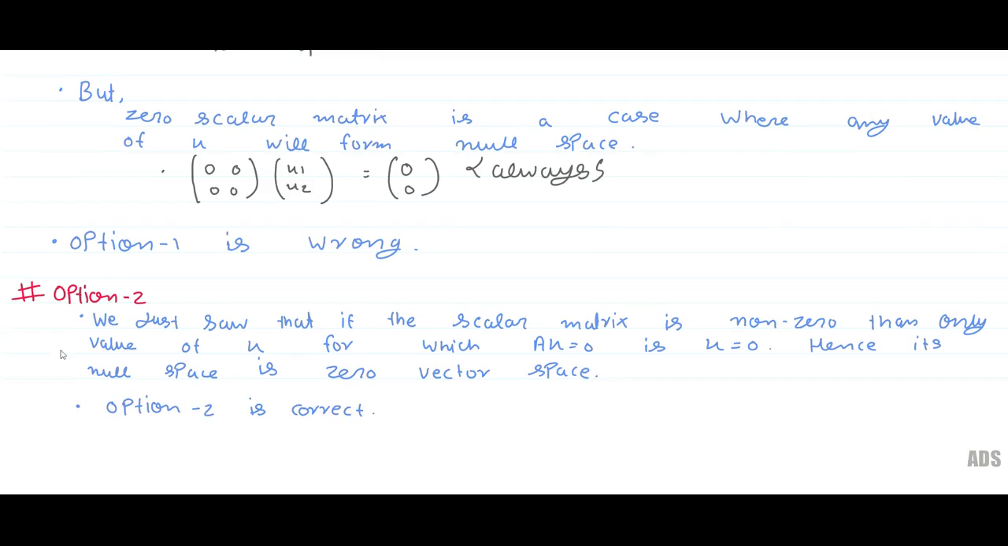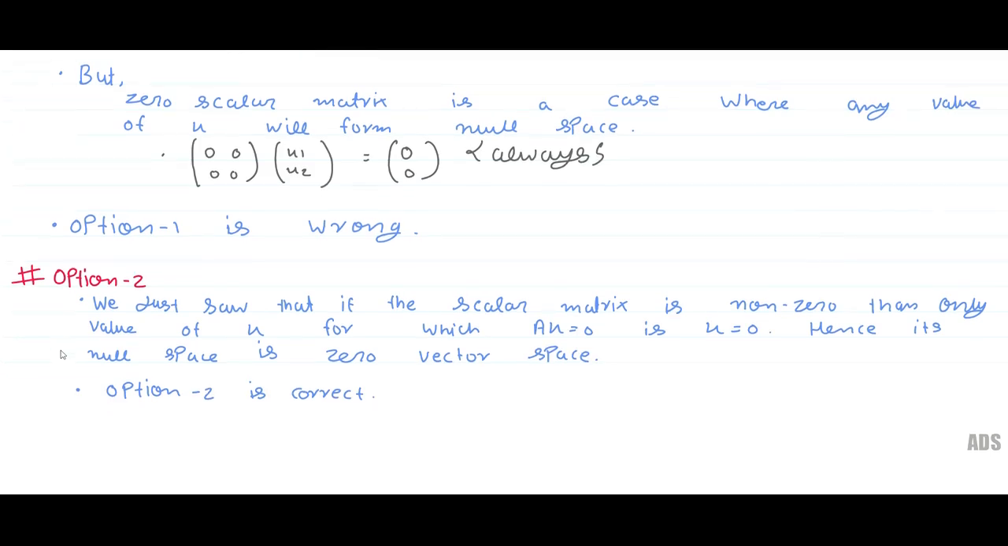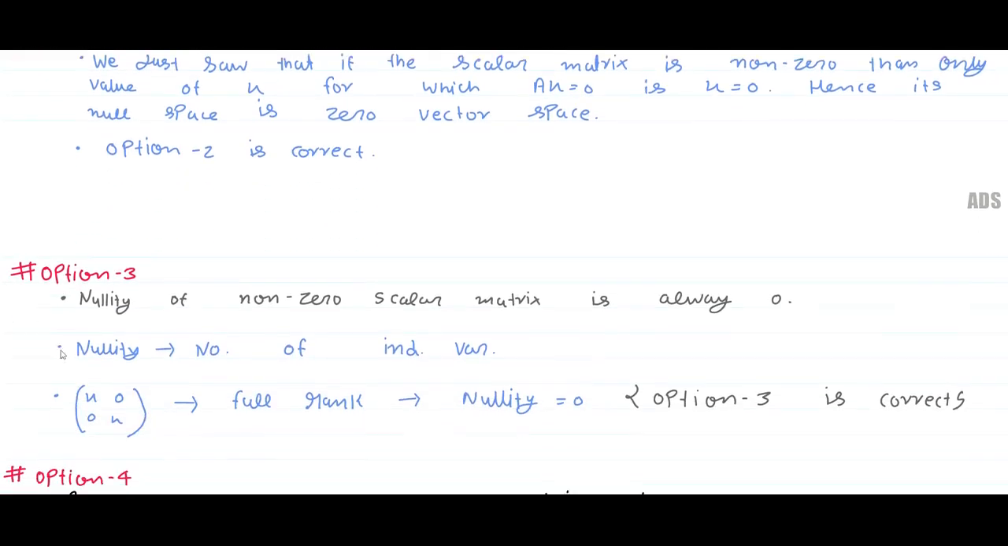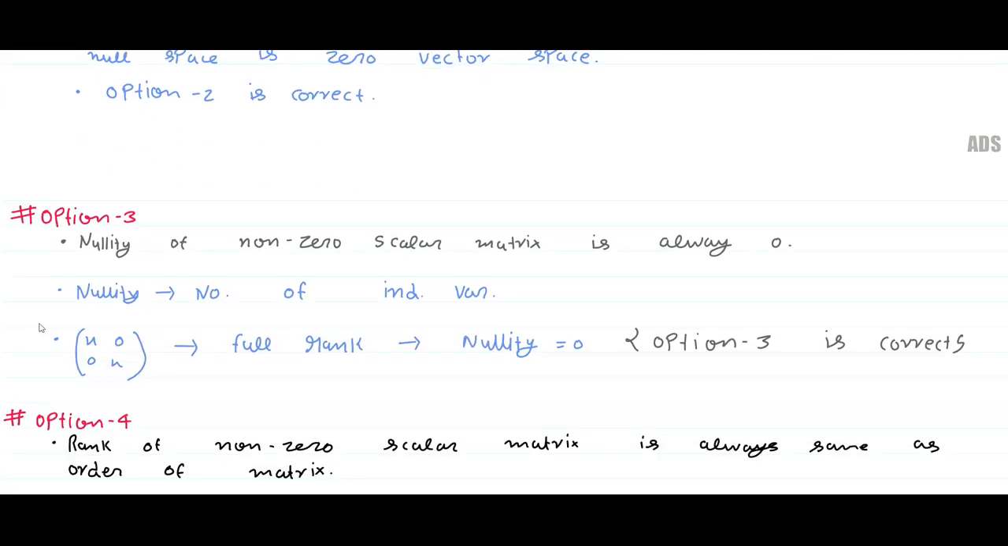Now the second option says that the null space of a non-zero scalar matrix is always going to be a zero vector space. We already explained this point in the previous option: if it is a non-zero scalar matrix, then only the zero vector is going to be in the null space, hence its null space is going to be the zero vector space. So option number 2 is correct. Now the third option says that the nullity of a non-zero scalar matrix is always 0. This option is also correct because a non-zero scalar matrix is of full rank, or we can also say that it is independent, so its nullity is always going to be 0.